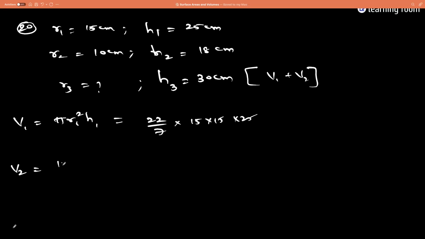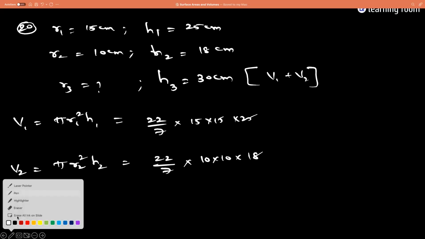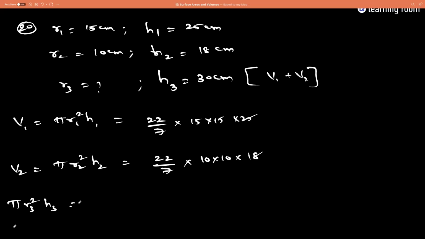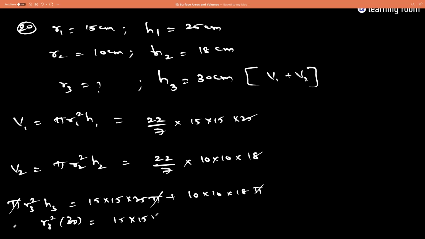So what is going to be the volume of the second vessel? 22 by 7 into R1 square is 10 into 10 into H2 is 18. So pi R3 square H3 will be equal to 15 into 15 into 25 pi plus 10 into 10 into 18 pi. So pi is going to get cancelled. R3 square into H3 is how much? It is going to be 30 R3 square is equal to 15 into 15 into 25 plus 10 into 10 into 18.